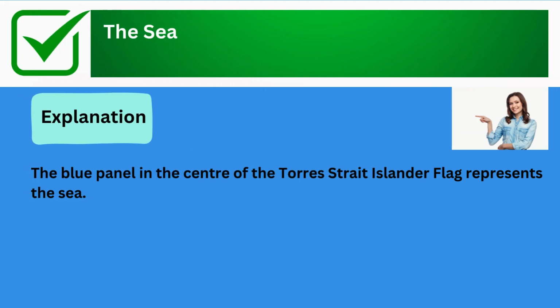The correct answer is the sea. Explanation: the blue panel in the center of the Torres Strait Islander flag represents the sea.